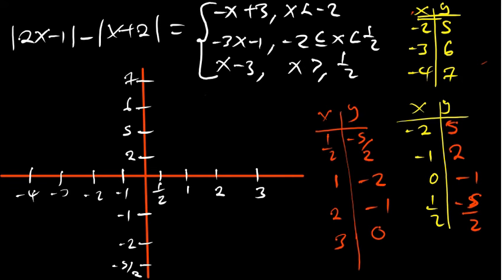Let's start with the first one here. What is -2, 5? -2 is here, 5 is somewhere here. It is at this point. Next, what is -3, 6? -3, 6 is somewhere here. What else do we have? -4, 7. -4 is there, 7 is somewhere here. What else do we have?